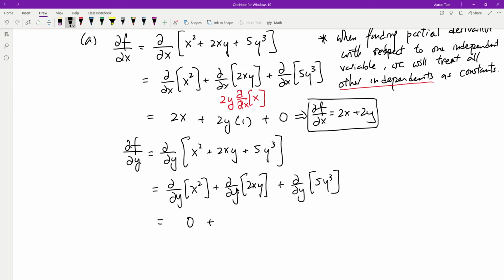Same thing happens as on this side. The 2x is now a constant, as we are differentiating y, which has a derivative of 1. So therefore it becomes 2x times 1. Plus, what's the derivative of 5y to the third with respect to y? That would be 15y squared. So therefore, this gives me df over dy, which is equal to 2x plus 15y squared.